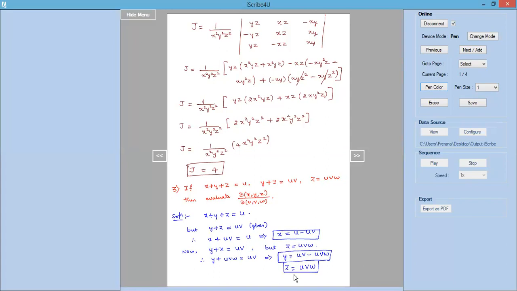In order to obtain the partial derivatives, dou x by dou u, dou x by dou v, dou x by dou w. Similarly, dou y by dou u, dou y by dou v, and dou y by dou w, dou z by dou u, dou z by dou v, and dou z by dou w. So let us find all those partial derivatives and then use the formula for Jacobian of x, y, z with respect to u, v, w.